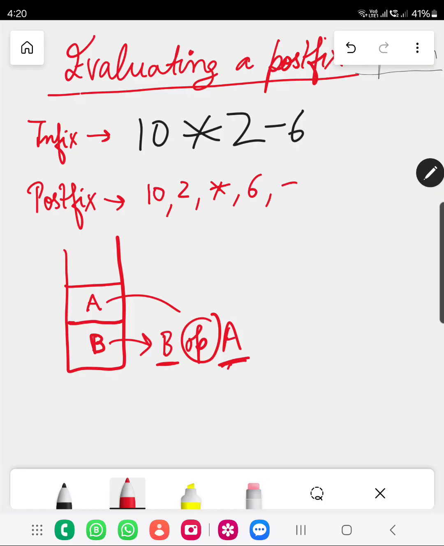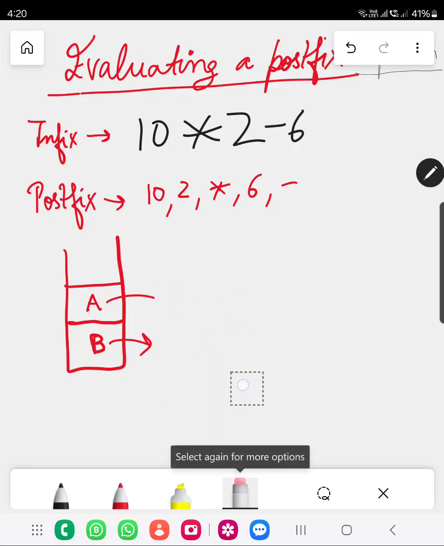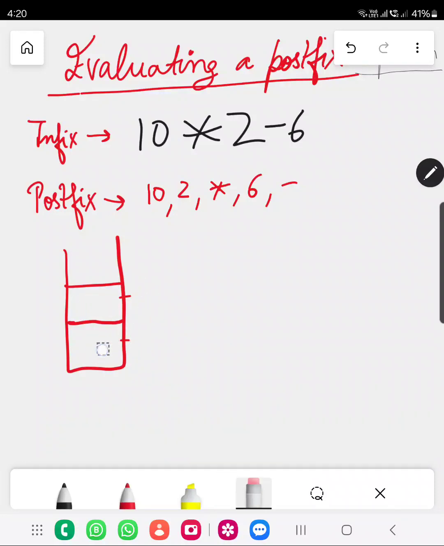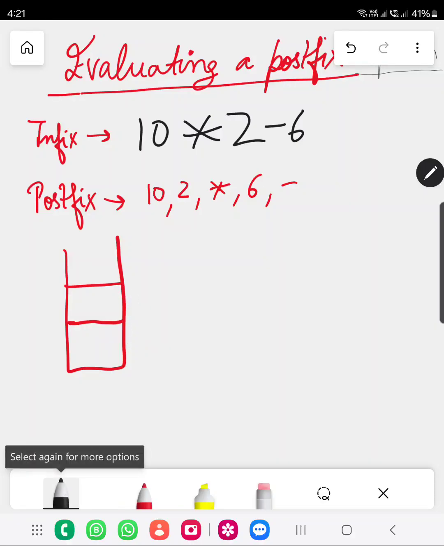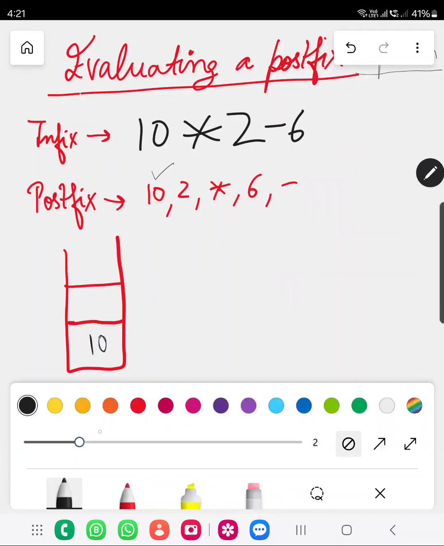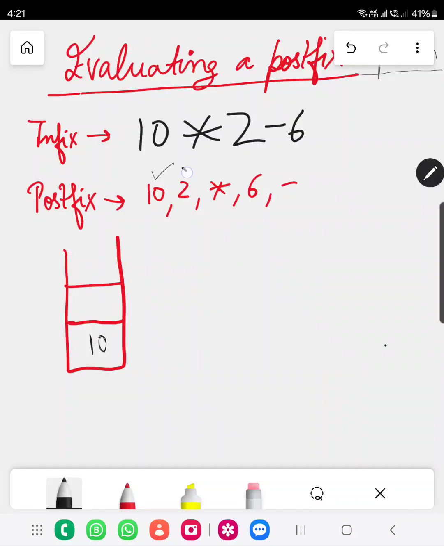All right, so let's see this example. I'm just deleting this portion because I made it to make you understand. We have already done how to do the evaluation of postfix. So we have 10. 10 is an operand. We will put it onto the stack. All right, since 10 is an operand, we put it onto the stack. And now we have 2. 2 is also an operand. We will put it onto the stack.